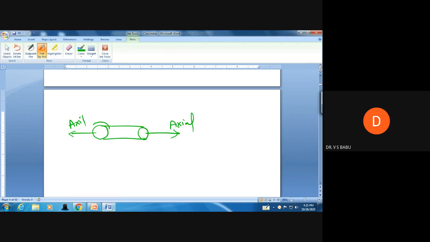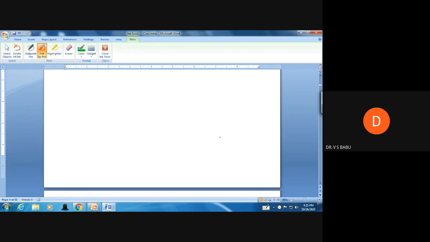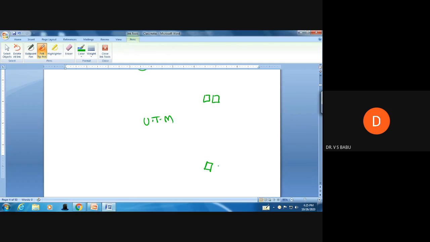But how can you tie up this cube? You can't tie up the cube. In the case of an iron rod, what do you do? In the case of the UTM machine, this is the top jaw and the bottom jaw. Between these two jaws you place one iron rod, for example a 10 mm or 12 mm diameter rod. You fix this iron rod between the two jaws of the UTM machine. This is jaw number 1 and this is jaw number 2.